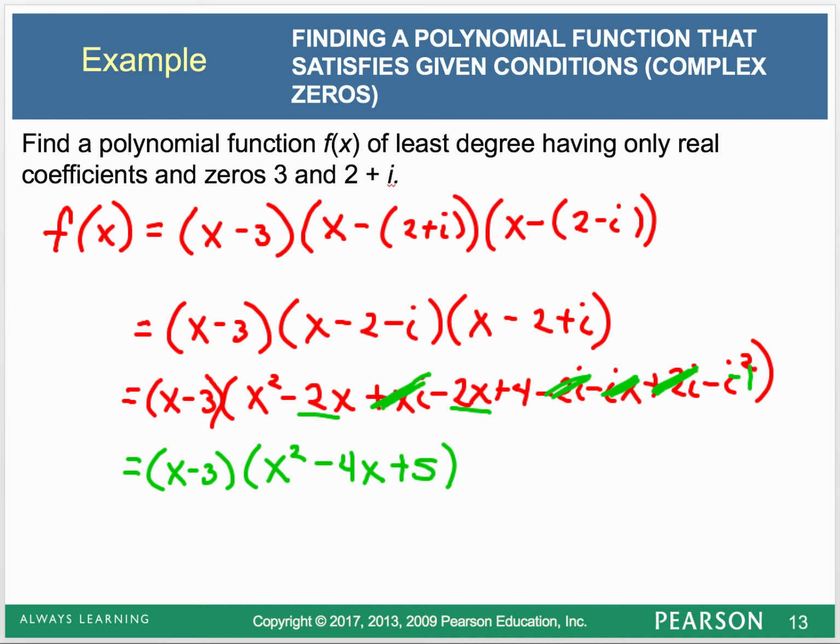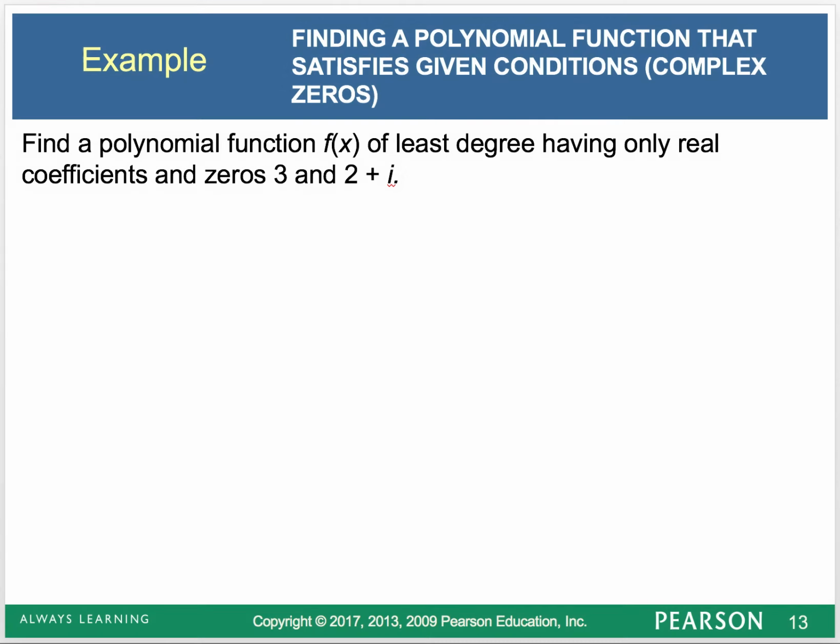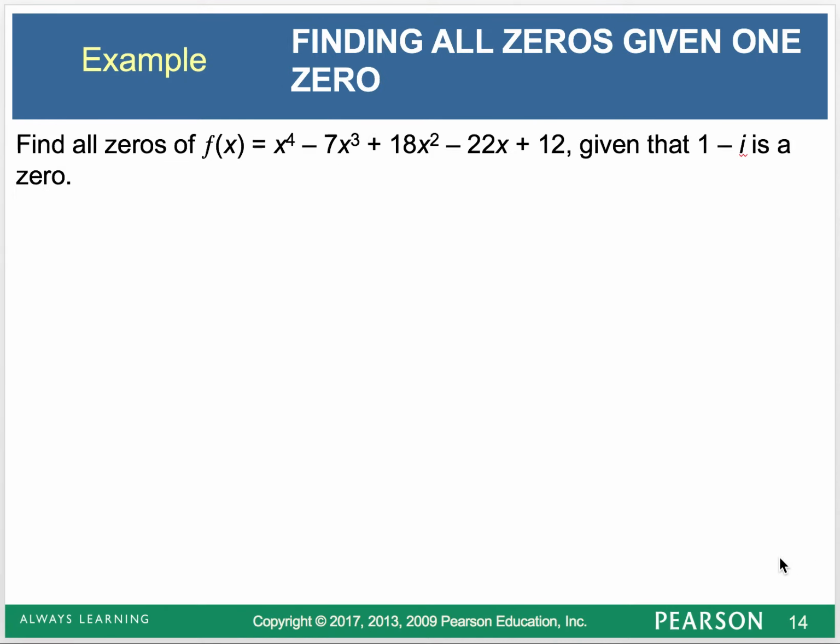Okay, I think that's our last example. Let's double check, see if this goes anywhere. Oh, no, we have another one. Let's see how many. This is the last one. So let's just try that again. Okay. Oh, now this one is saying find all zeros. So it's giving us the function, given that 1 minus i is a 0. Right, we better look at one like this.